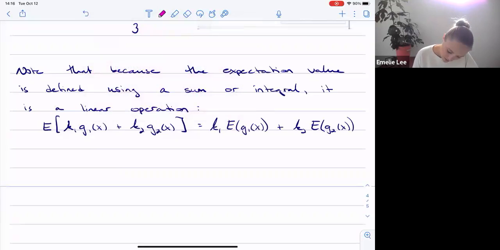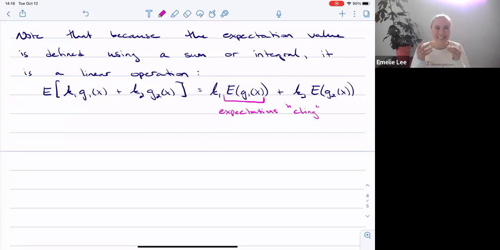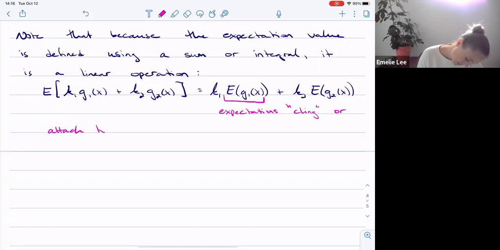Okay. So here, expectations, in my mind, kind of cling or attach to just the random variable X, and bump constants outside as multipliers.